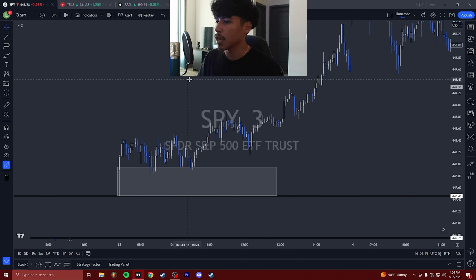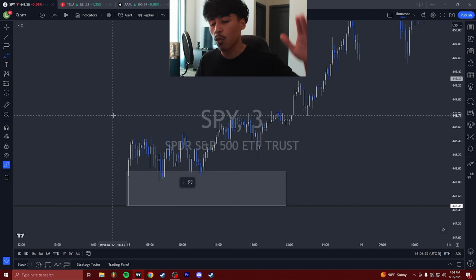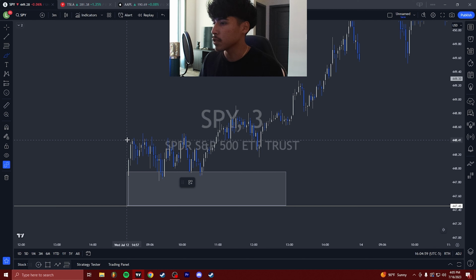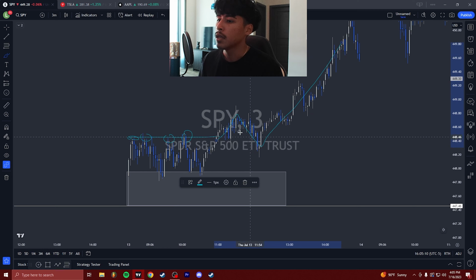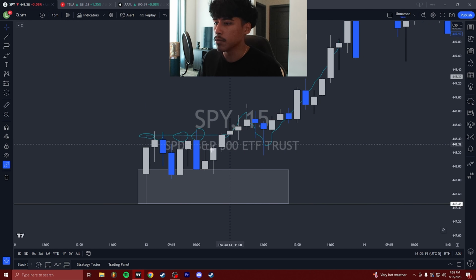But say here, for example, this was last week. You have several highs here. This is the 3-minute chart, so this is a way smaller time frame compared to the day chart. You have highs there, highs here, and then finally price breaks this resistance point, retests, and pushes higher. But it took less time. If I go to the 15-minute, this all happened within the same day.